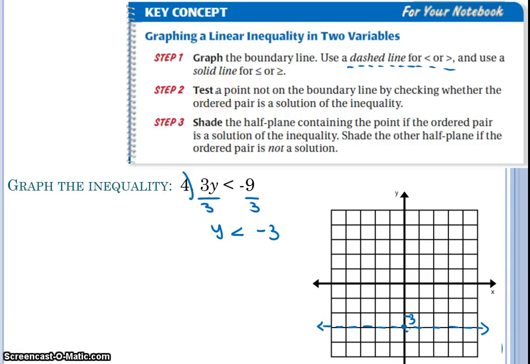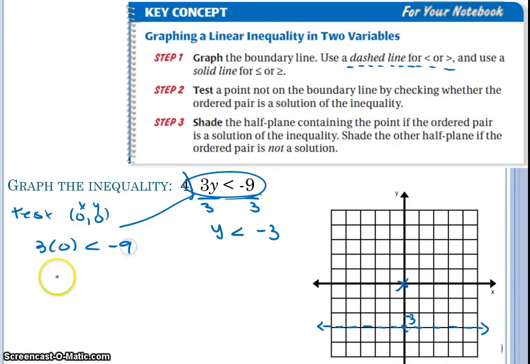And we're going to pick a test point not on the line for our step 2. So any point not on the line. You could choose this point if you want. That's not on the line, but then you have to plug in that point. I'm going to pick 0, 0 because it's not on the line. So I'm going to test 0, 0. I'm going to plug in my x and my y into my original problem. And there are no x's to plug in, so that's okay. So I'm just going to plug in my y. So 3 times 0 is less than -9. Is 0 less than -9?